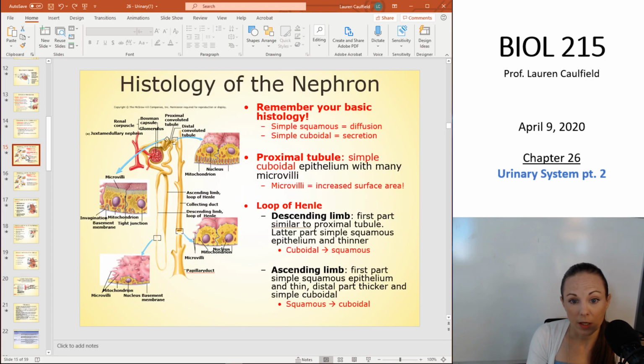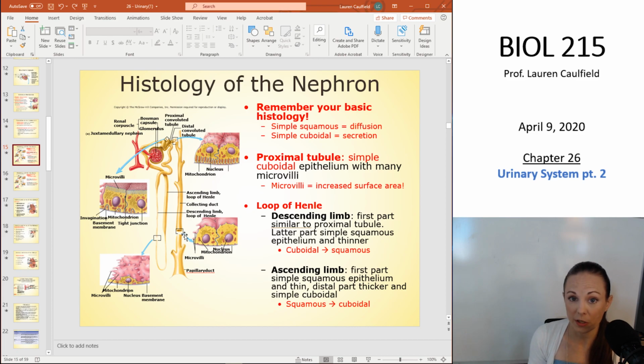So if we skip back up to this slide, which I said we would talk about today, this is going over the histology of the nephron. And this is another slide that you're going to want to go back and reference as we continue talking about the different segments. So here we can see different representations of the types of cells that you would see in the different parts of the nephron.